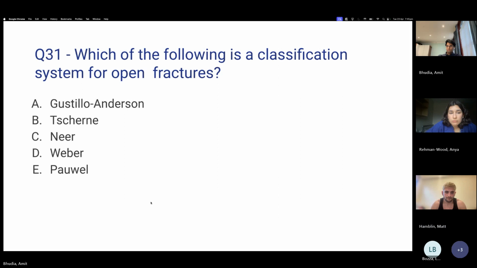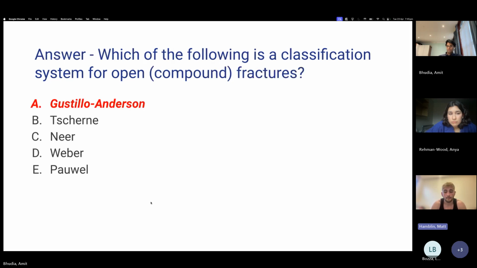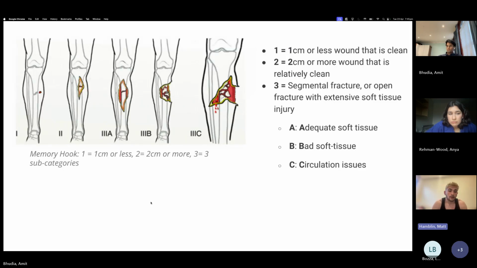Final question, even though we jumped from 29 to 31. Which of the following is a classification system for open fractures? I hadn't actually heard of this until I looked at the slides, so I wouldn't say it's massively high yield, but it's one to bear in mind. So you're thinking about your Gustilo-Anderson criteria. Go on to the next slide, and it covers what it is. So gradings of 1, 2, 3A, 3B, 3C.